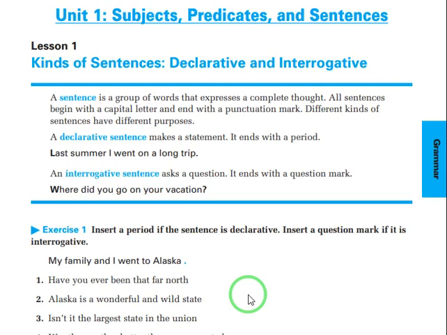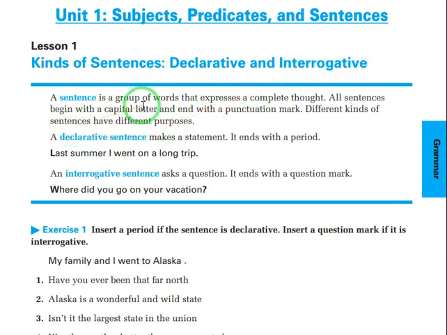Hello, sixth graders. Our first unit in our grammar book is about subjects, predicates, and sentences. Let's start with the first lesson, which is about the kinds of sentences. We will start first with declarative and interrogative.